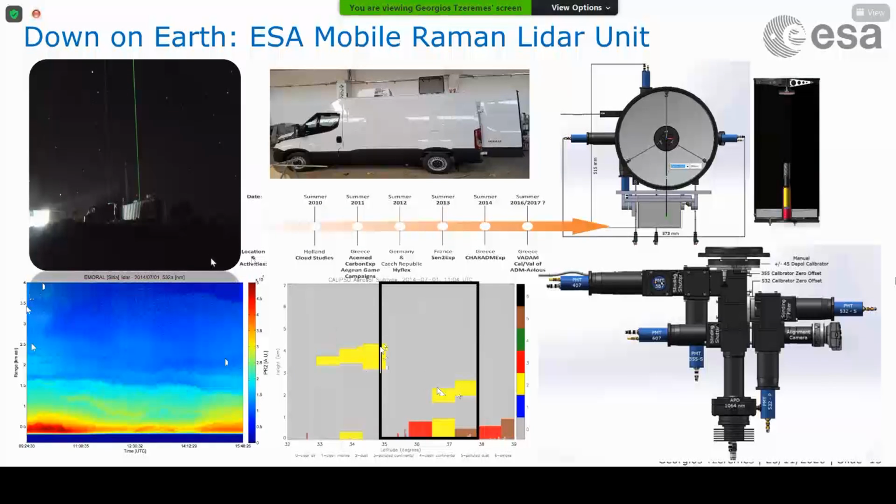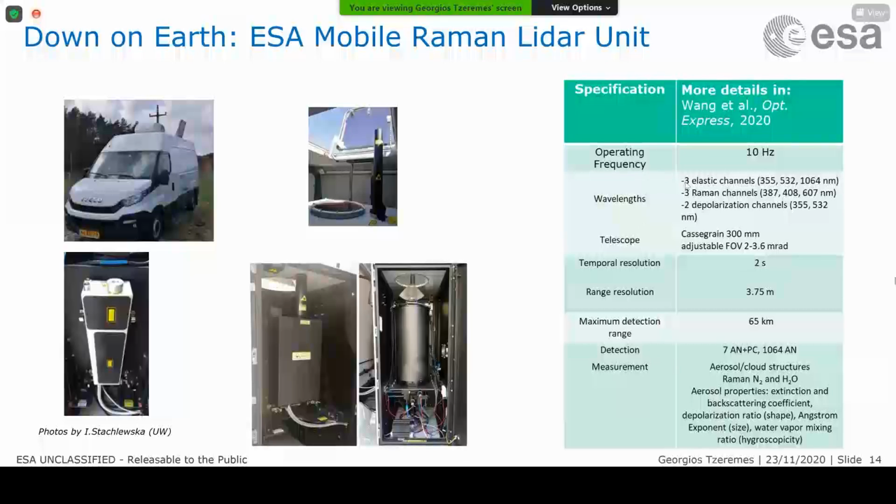This instrument took part in many campaigns, starting from 2010. We had almost a campaign every year, and now it has been updated to a much more complex instrument. Quickly, you can see here the channels that we have: 3 elastic channels at 355, 532, and 1 micron, 3 Raman channels at 387, 408, and 607, and 2 depolarization channels at 355 and 532. We also plan to introduce a fluorescence channel at 450 nanometers next year. Some photos are also from Ivona.